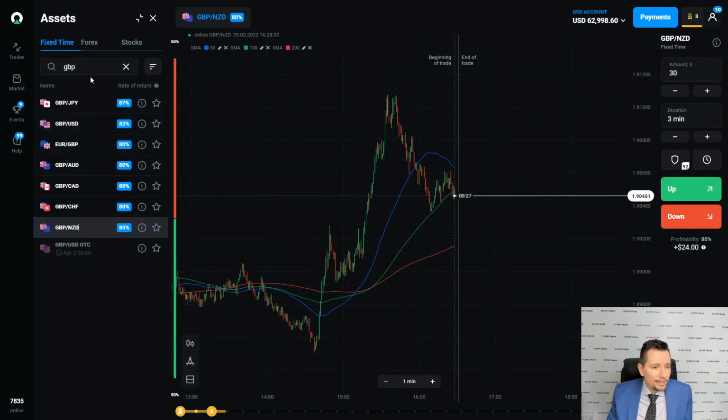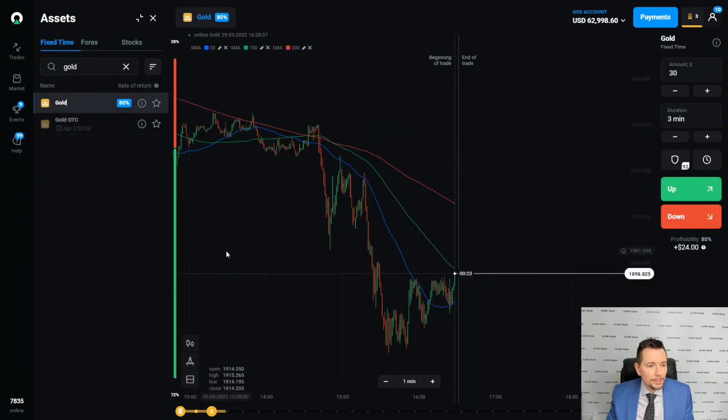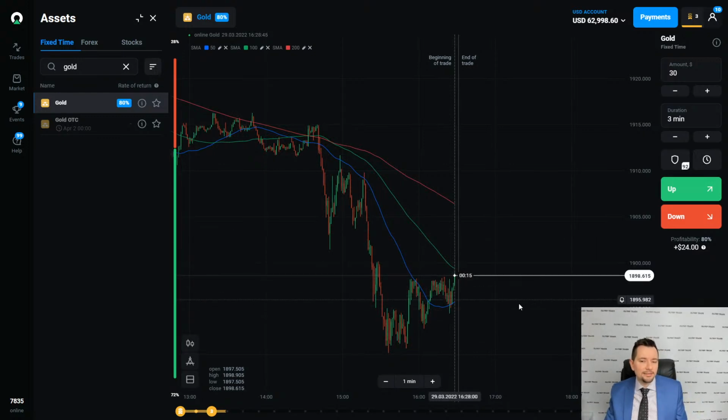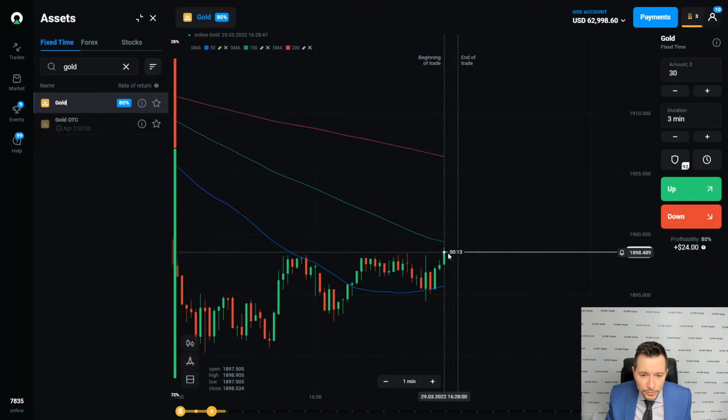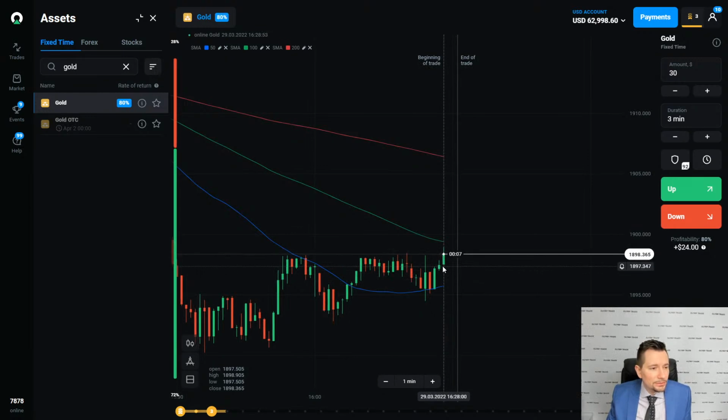Long on gold, buy at 1891, so right around here. TP on 1907. Fantastic. I think that's a good trade. Look at this, gold is breaking out to the top, so we're making new highs. I think it's a good thing.